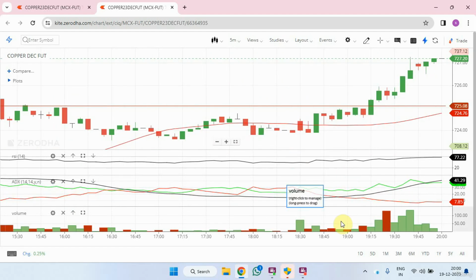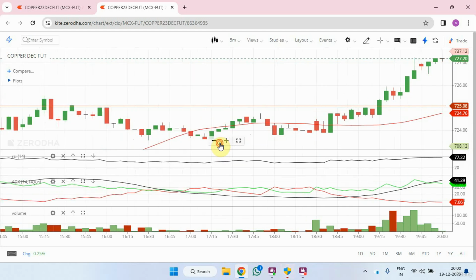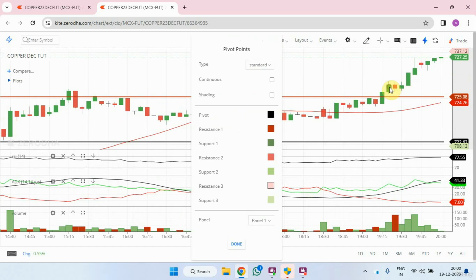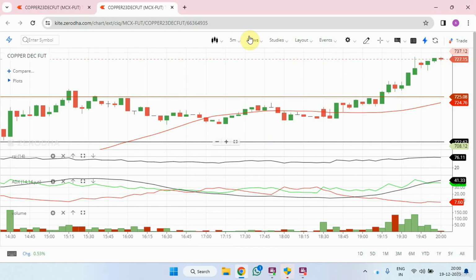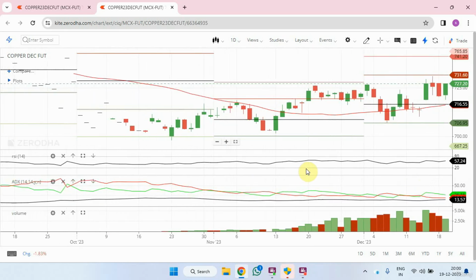So you can see that in the 5 minute chart I will make this picture bigger. Once ADX is above 25, the candle is above the moving average in 5 minutes, and RSI is above 50, then you can make an entry. You can see the pivot point standard. There are resistance 1, resistance 2, resistance 3, so many resistances. Once it breaks the resistance, you can see how much the movement is.